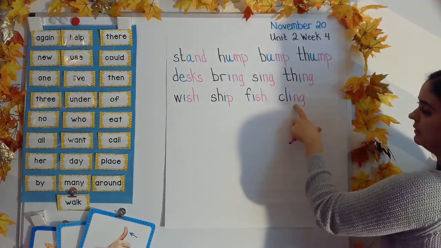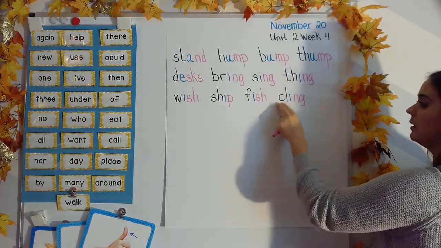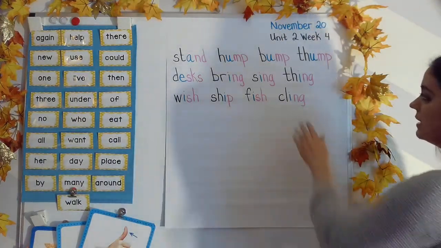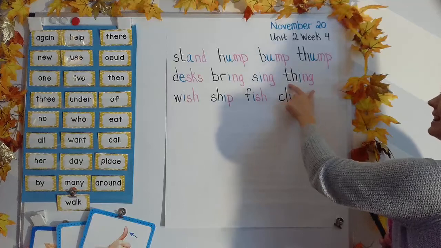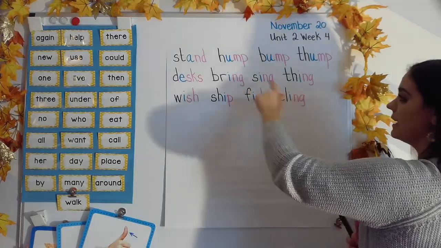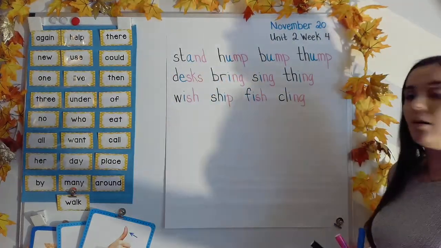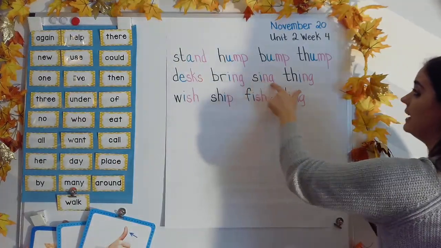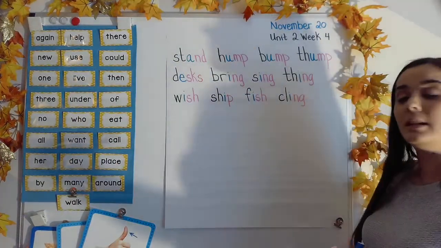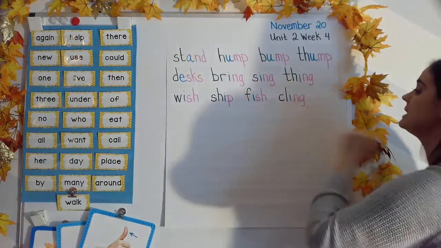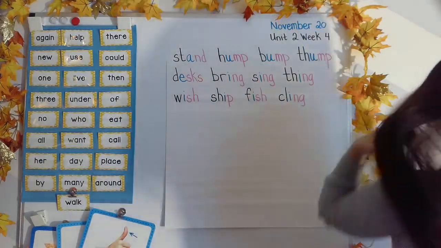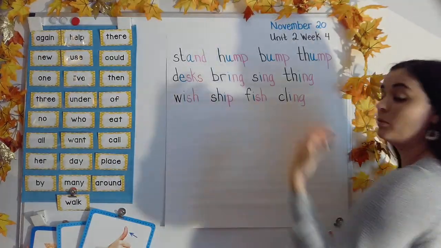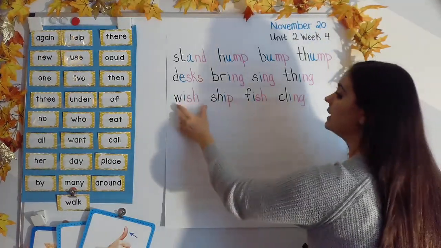And in G, col. Cling. So I noticed that cling and thing and sing and bring, they all rhyme. They all sound the same at the end. They all have that ing. The only thing that changes is the beginning sound in each one. Same thing with fish and wish. Only thing that changes, the beginning sound.